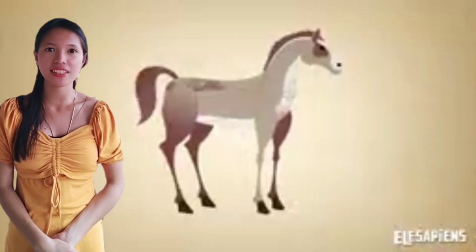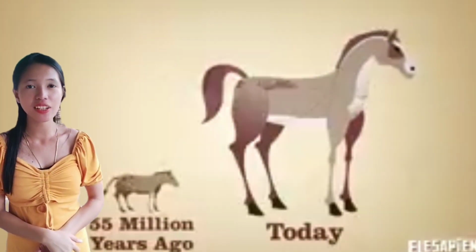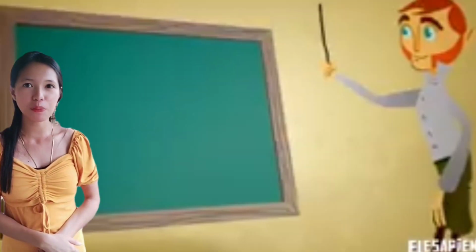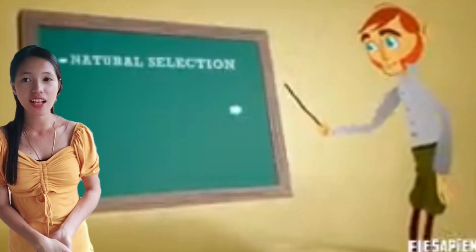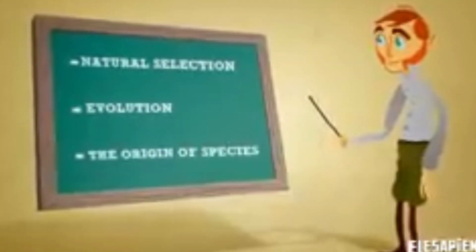idea that each species had not always been as it is today. Rather, each one has changed over time. Three concepts are important to understand Charles Darwin's theories: natural selection, evolution, and the origin of species.